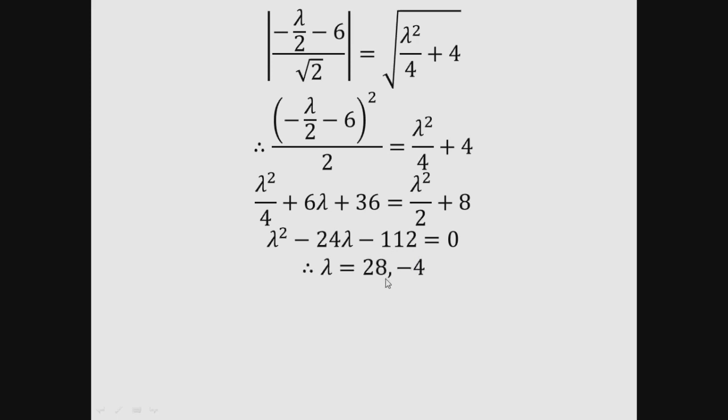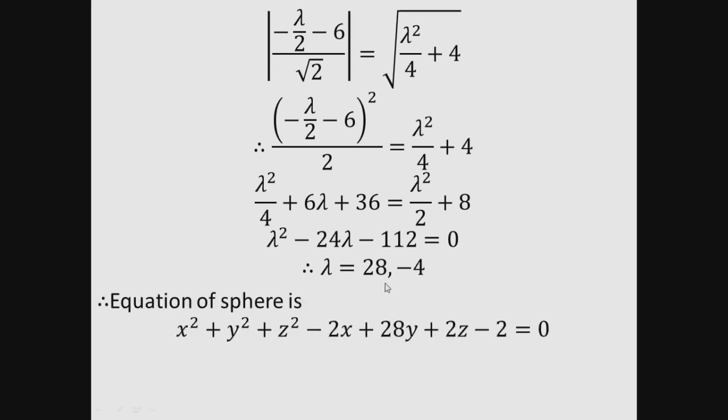Now put this value of lambda back into the family of sphere, that gives us the required sphere. As there are two values of lambda, we get two equations of sphere. First one is x square plus y square plus z square minus 2x plus lambda y, that is 28y, plus 2z minus 2 equal to 0, and the other one is x square plus y square plus z square minus 2x minus 4y plus 2z minus 2 equal to 0. So there are two spheres which pass through the given circle and touch the given plane.